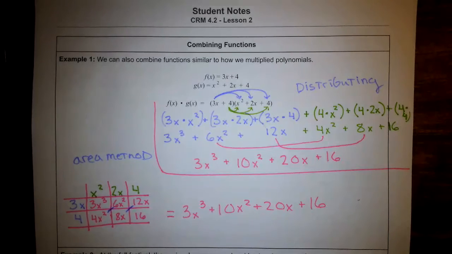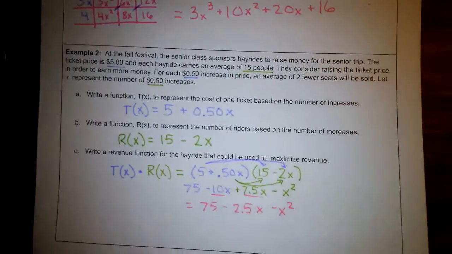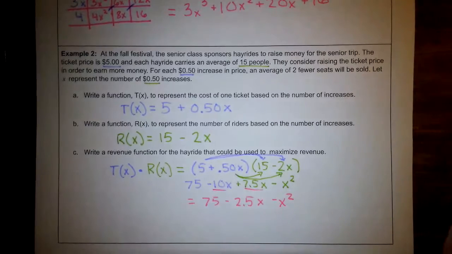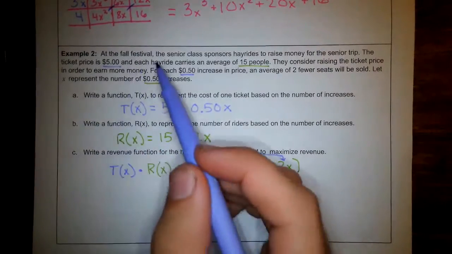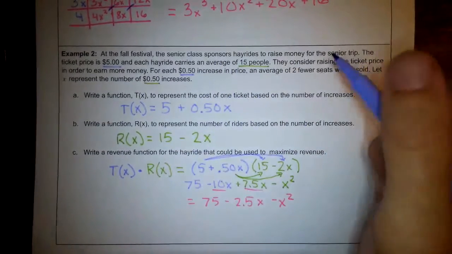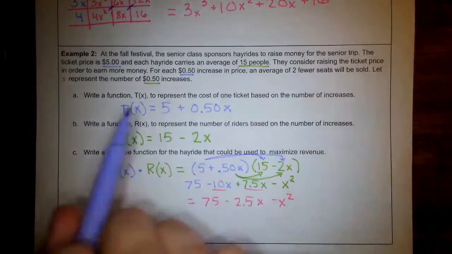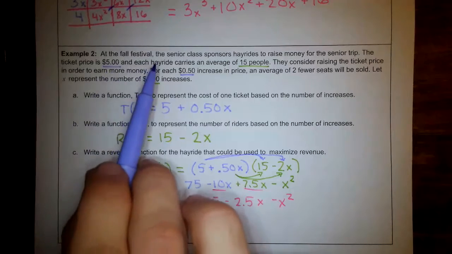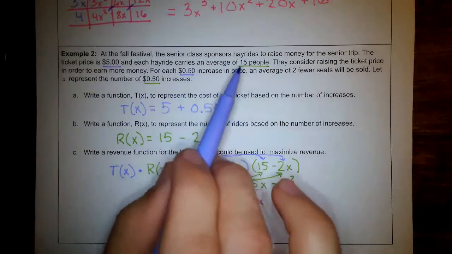So guys, that's the basics of it. If we're working with real life scenarios, word problems, everybody's favorite. So this one says that at a fall festival, the senior class sponsors hay rides to raise money. The ticket price is $5, and each hayride carries an average of 15 people.